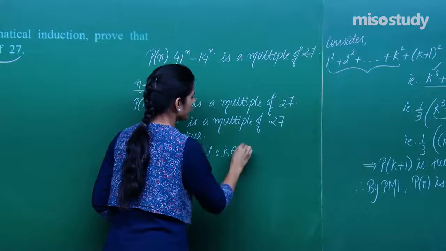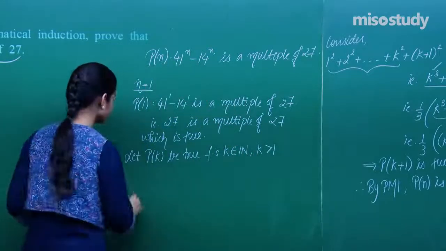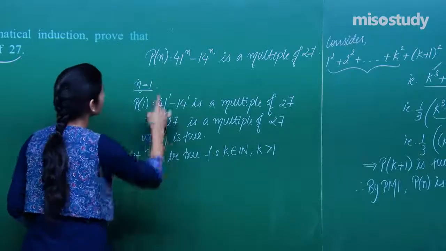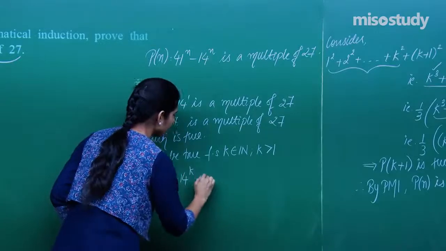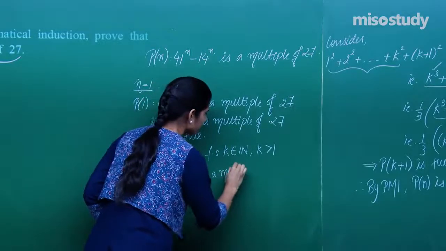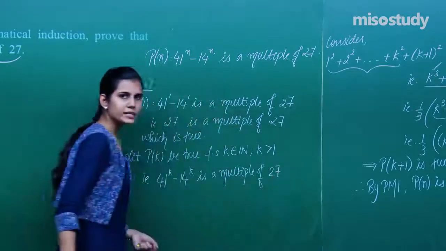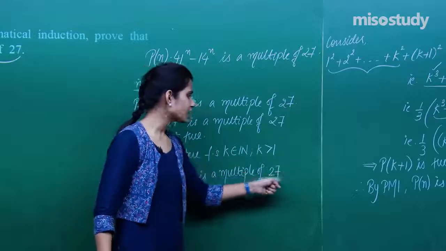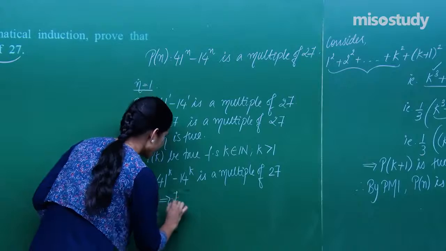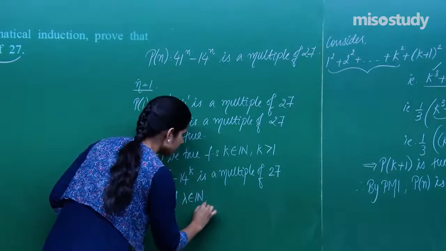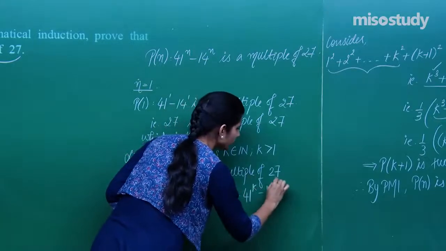for some natural number k where k is greater than 1, because for 1 I have already established it to be true. If Pk is true, that means 41 to the power k minus 14 to the power k is a multiple of 27. If it is a multiple of 27, that means by multiplying some natural number into 27, I will be able to obtain this quantity. This implies there exists some natural number lambda such that 27 into lambda gives me 41 to the power k minus 14 to the power k.